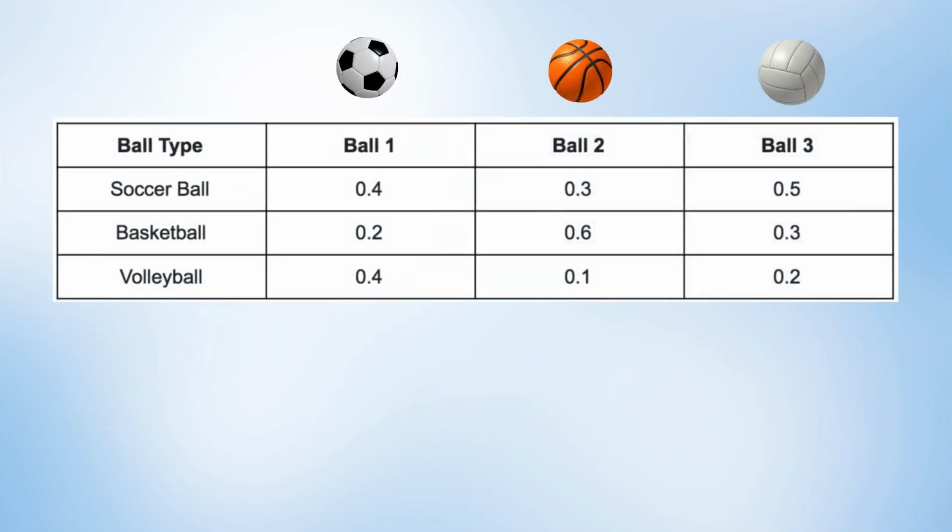Let's plot our results onto a table. These are just tabulated values that the neural network predicted. Now ball 1, ball 2, and ball 3 have already been labeled. They've already been one-hot encoded as being a soccer ball, basketball, or volleyball. Although our neural network, the current model, predicts that ball 1 only has a 40% chance of being a soccer ball, ball 2 only has a 60% chance of being a basketball, and ball 3 a 20% chance of being a volleyball. Clearly, the current neural network is inaccurate.